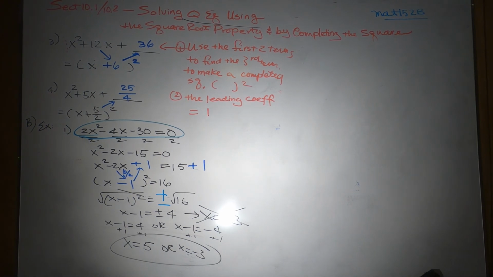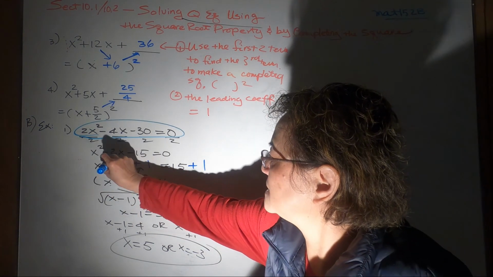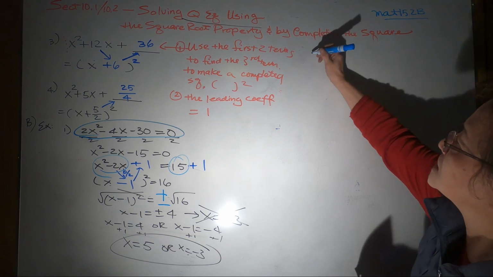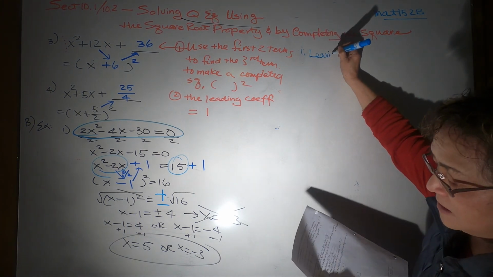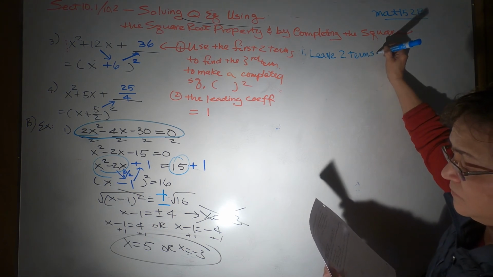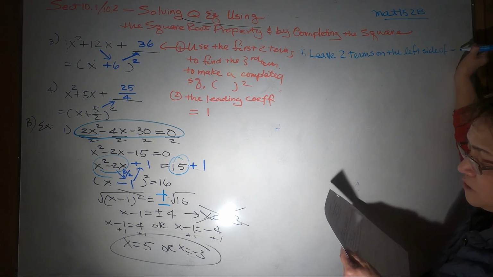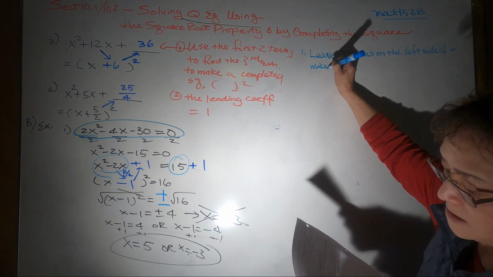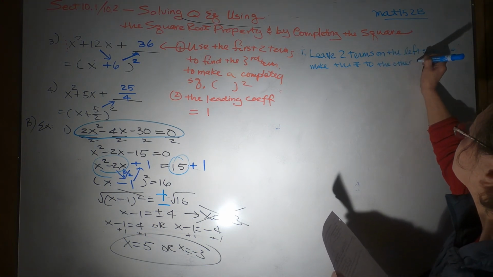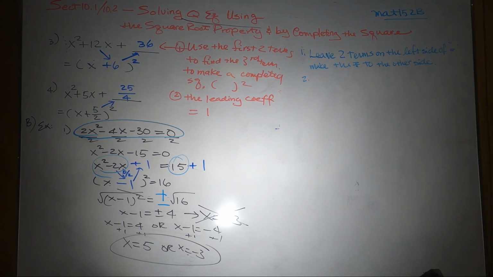Okay, so we need to do what? We need to have what? One side just two terms, another side is a number, right? So first step is what? Leave just the two terms on the left side of the equation, right? Then move the number to the other side. Is that right? Okay, so we do that first.